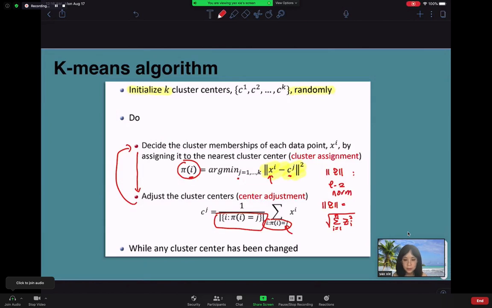So you will go back to the first step and reevaluate the assignment of the data points, and then go to the next step to adjust the center as well. You keep doing these two steps until there's no further change, while there's no change in the cluster centers. And then this is the termination of your algorithm.